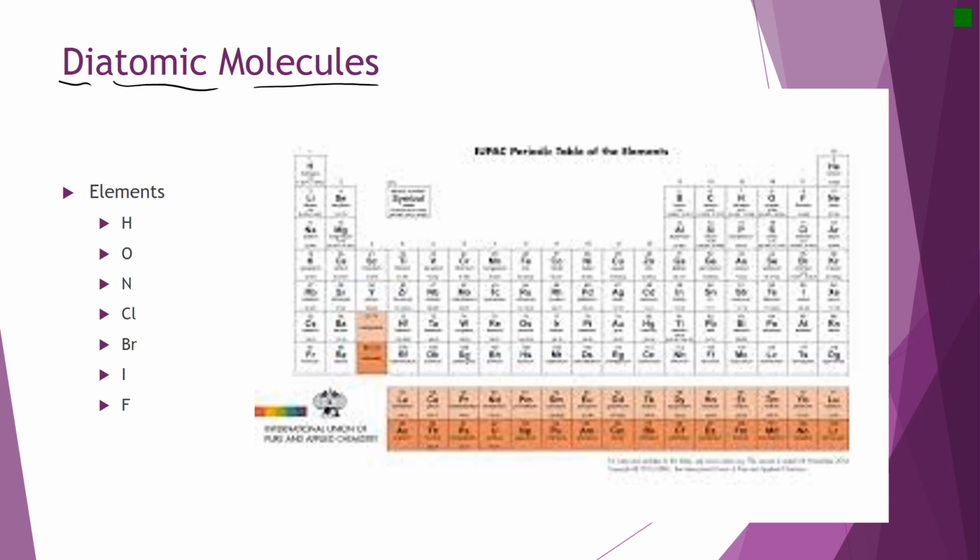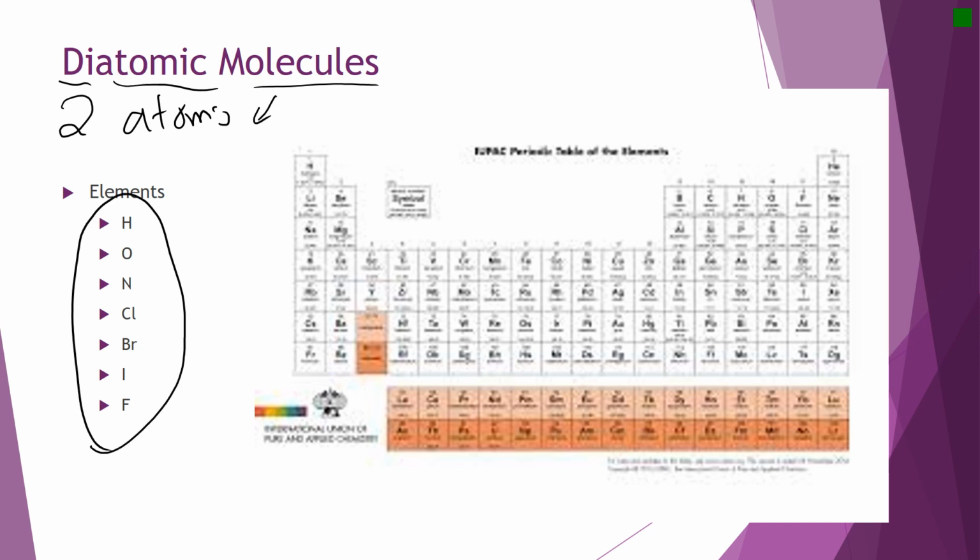Let's break this down. What does di mean? Well, it's two, and then atomic is atoms to make up a molecule, so something that's bonded, right? Okay, and so what happens is whenever these 7 elements are by themselves, they actually exist as 2 of them. They have 2 of them, not 1. So what are those 7 elements?